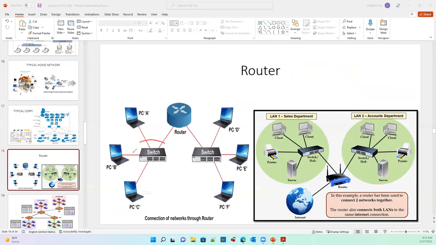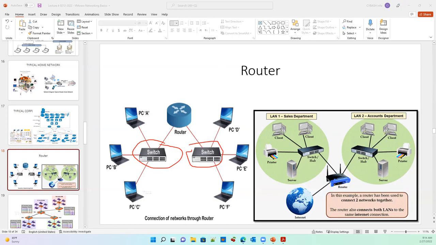And a switch is basically a very low-level device. What it does is, every computer has a MAC address. It's called a media access control address, or we call it a hardware address. It is built into your computer. You cannot erase it. You cannot delete it. You cannot do anything about it. It's just like that. It is a very long address.